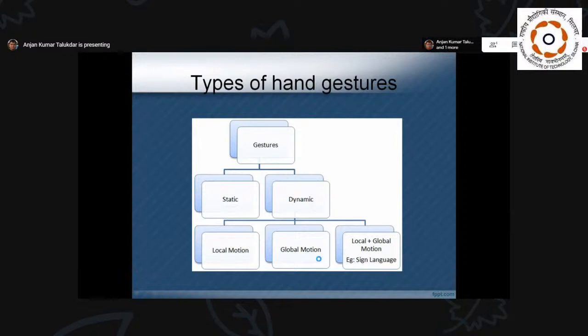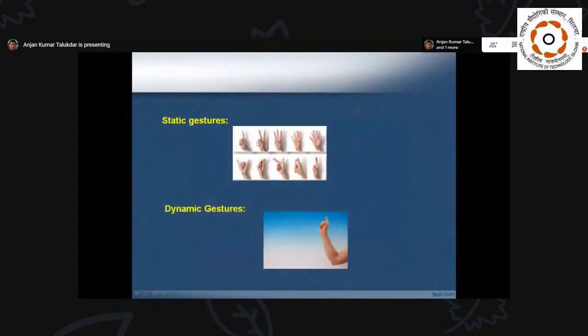So this figure will show you. These are the static gestures, and these are your dynamic gestures, where the hand or the fingers are actually moving. That means there is a global motion of the hand or fingers.